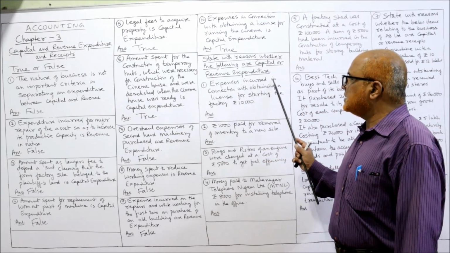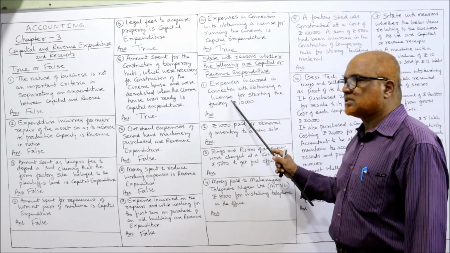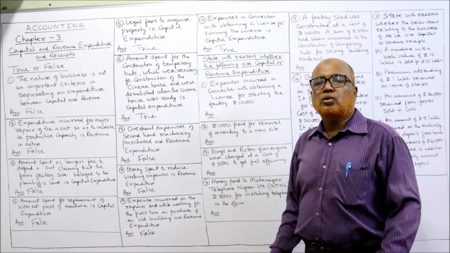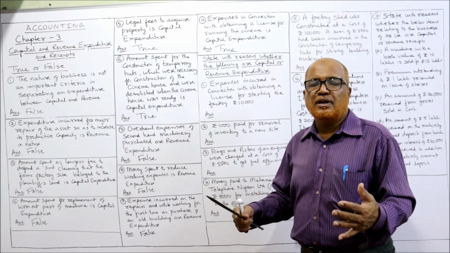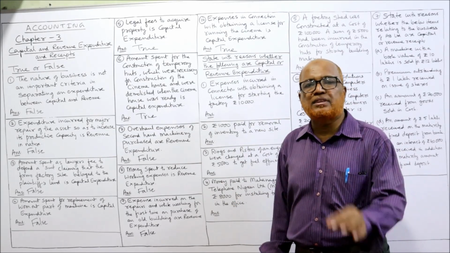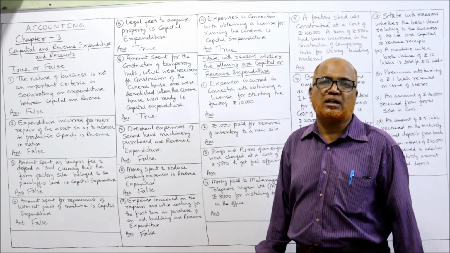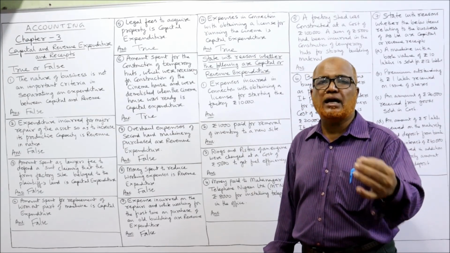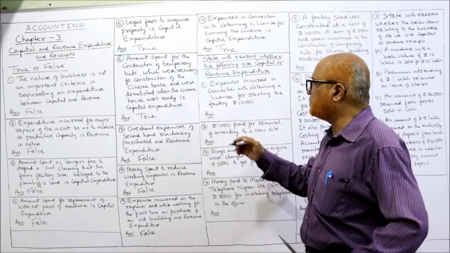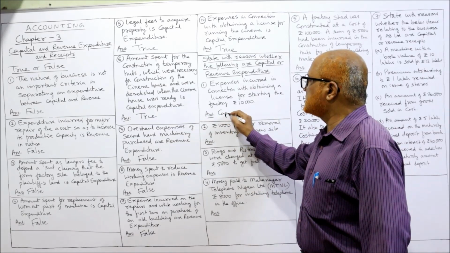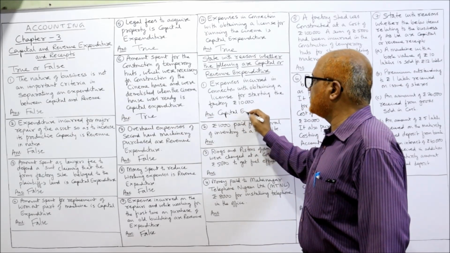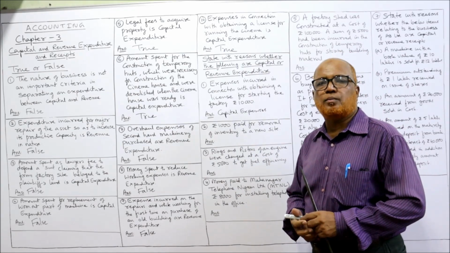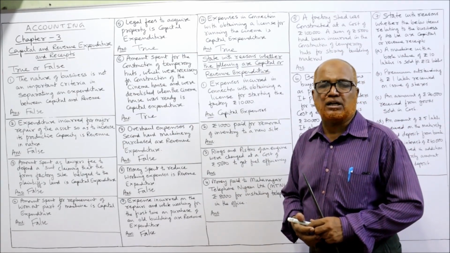First one, expenses incurred in connection with obtaining a license for starting the factory, 10,000. So to start the factory, a license is required. Without license, factory could not have been started. So expenditure incurred to start the factory, to get the license, is a capital expenditure. This 10,000 rupees is a capital expenditure, because without incurring this 10,000 rupees, the business could not have been started.